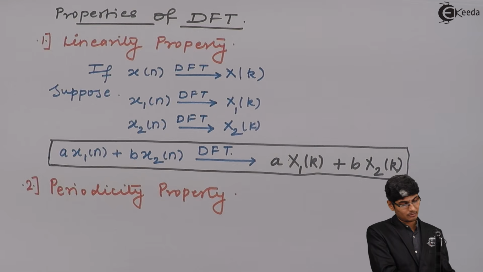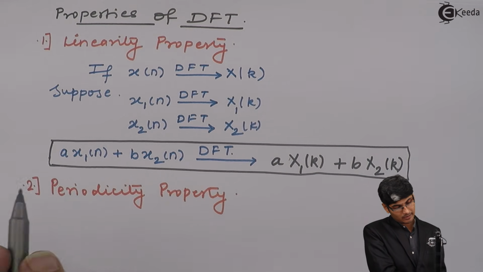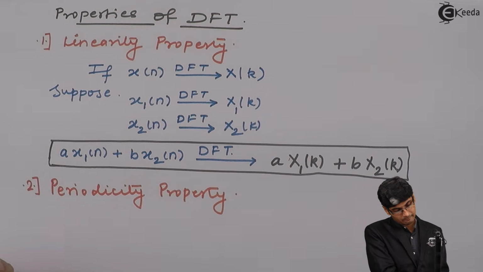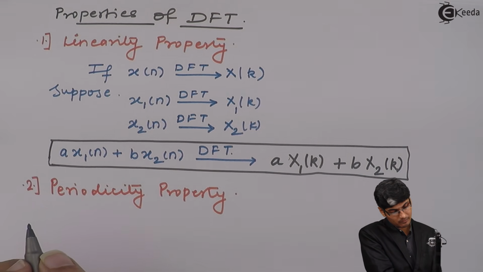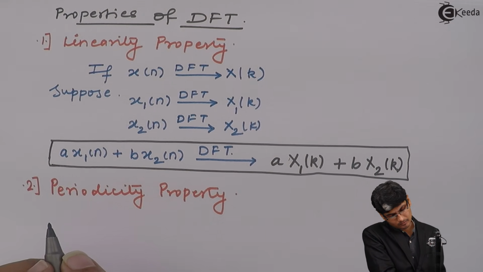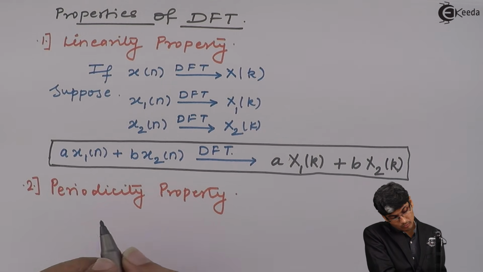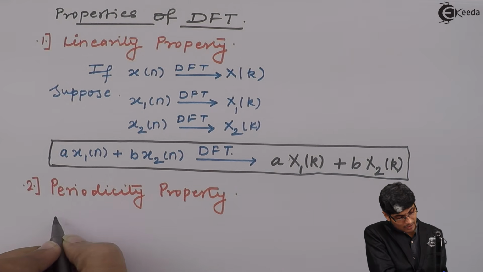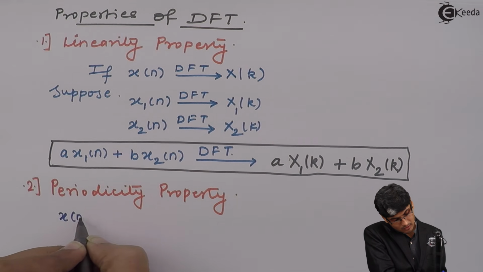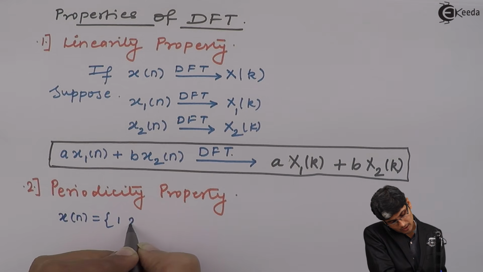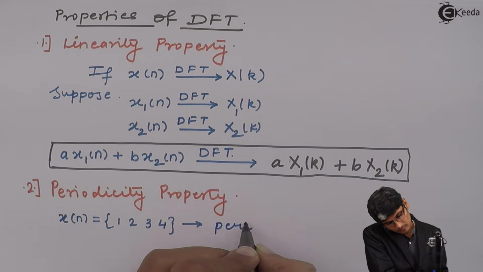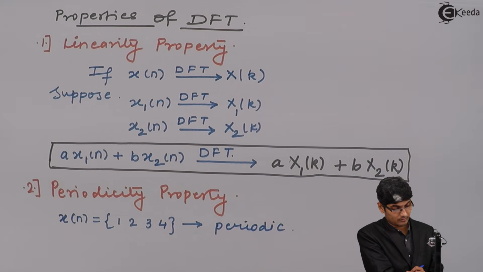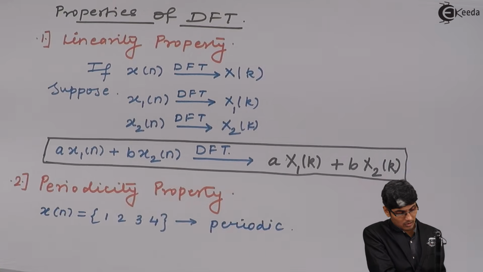Now for the periodicity property, before directly entering it, let me explain what you mean by a periodic signal. Let us say that I have a signal x of n which is 1, 2, 3, 4, and I say this signal to be periodic. Let us graphically see how this signal looks.